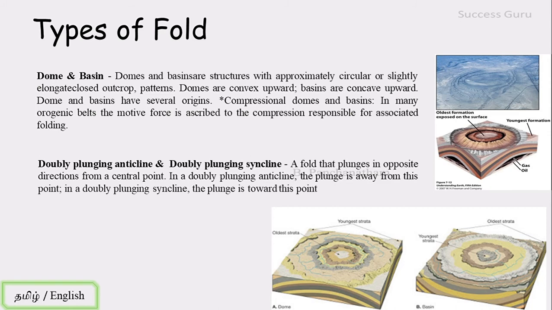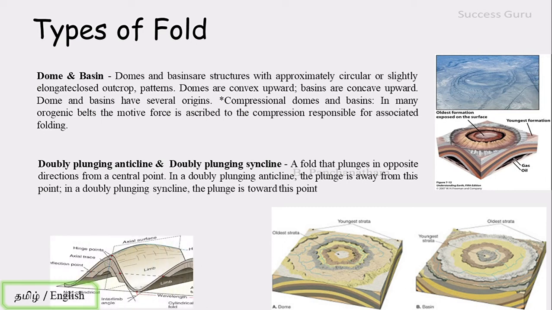And the next one is the doubly plunging anticline and syncline. You remember the plunging fold and non-plunging fold, right? When the axial plane is dipping in one direction, that will be a plunging fold. When the axial plane is dipping in two directions, then it will become a doubly plunging fold. And if it forms a syncline, then it will be a doubly plunging syncline, and if it forms an anticline, then it will be a doubly plunging anticline.